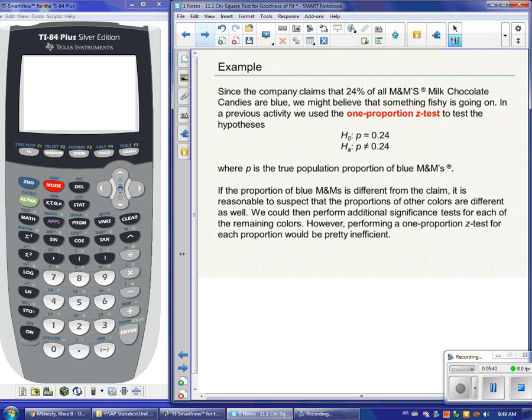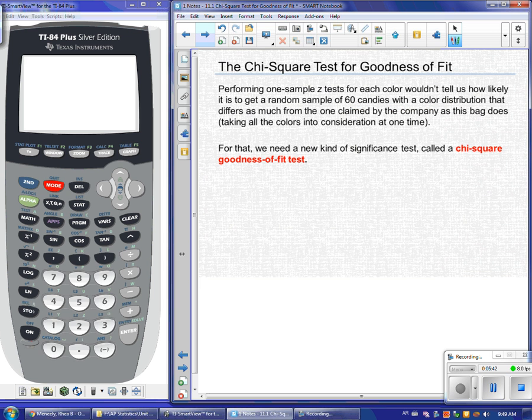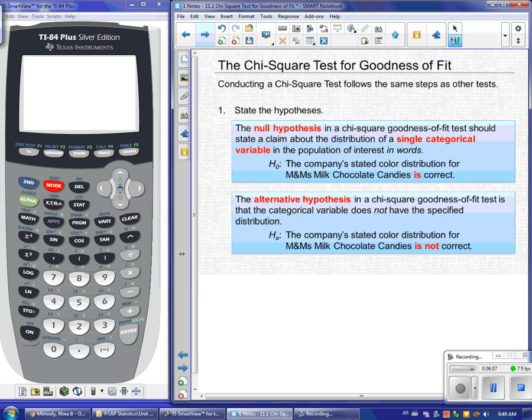The nice thing about the chi-squared tests is that we can actually assess the relationship with all of the colors at one time. Performing a one sample z-test for each color wouldn't tell us how likely it is to get a random sample of 60 candies with a color distribution that differs as much from the one claimed by the company as the bag that we got. So for that, we need a new kind of significance test. And like I said, this is called the chi-squared test for goodness of fit.